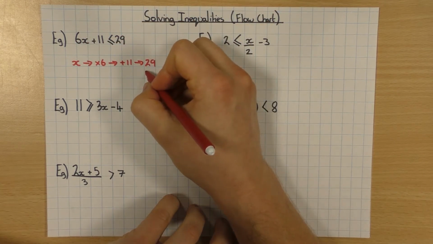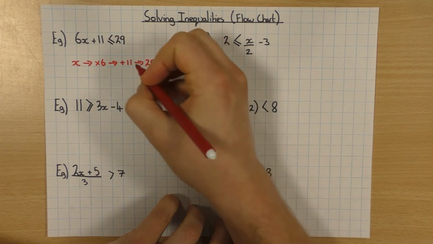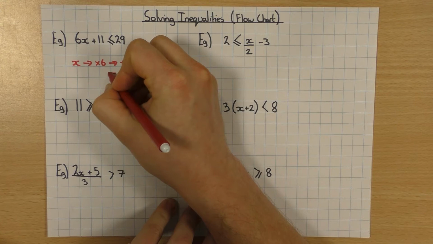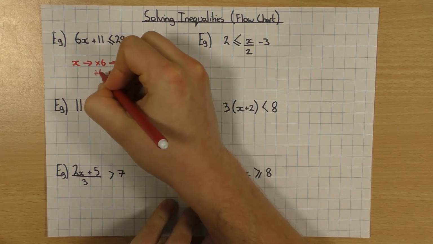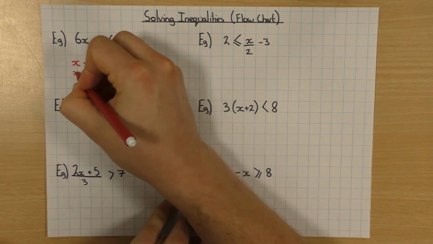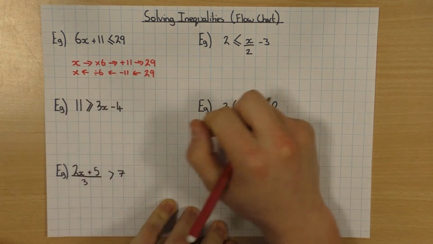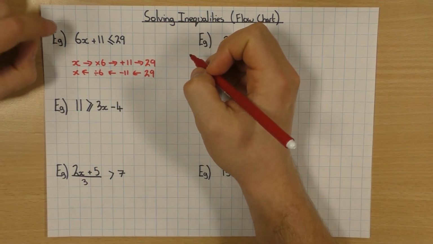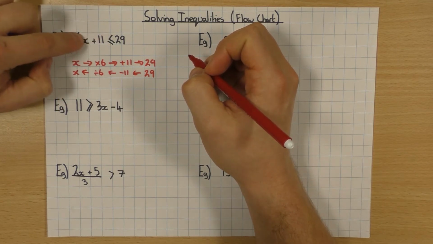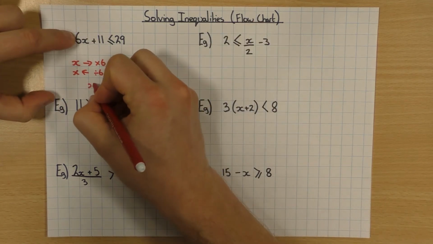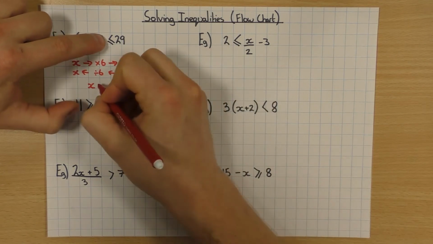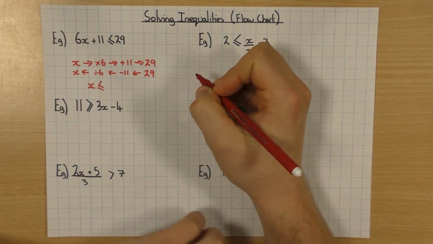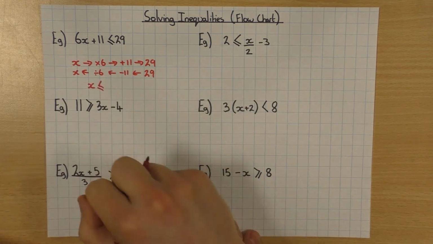And then I need to reverse it. So 29, take away 11, divided by 6. And then back to x. So I just do the opposite of everything. Okay, now for the answer then, this is where it's slightly different. X is on the left-hand side, so x is going to be on the left-hand side. Then instead of having an equals, I have my inequality symbol, and then I just need to work out what the answer is to the flowchart.